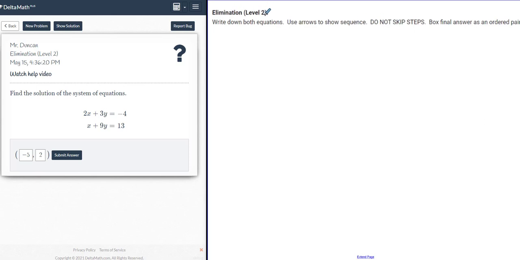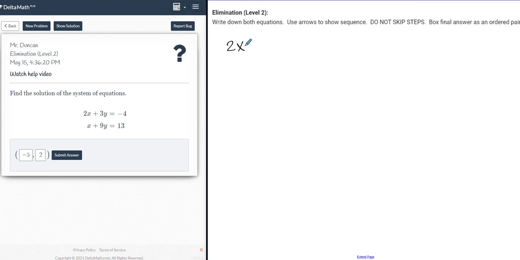Elimination Level 2. So for this Wednesday's Math 8 assignment, we're reviewing Level 2, which we learned earlier in the year, and it builds on what we did last Wednesday, which was Math 8 Review 5. Last week we went over Level 1. This is going to build on it with Level 2. So while I go over this, if you're lost on this one, you may want to go back to last Wednesday. So from Google Classroom, write down both equations.